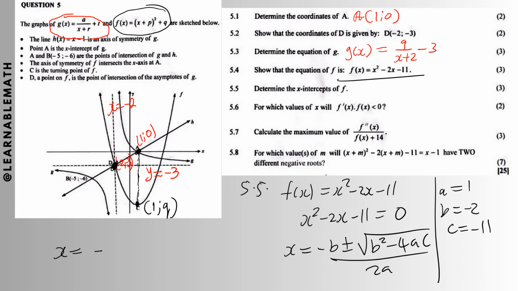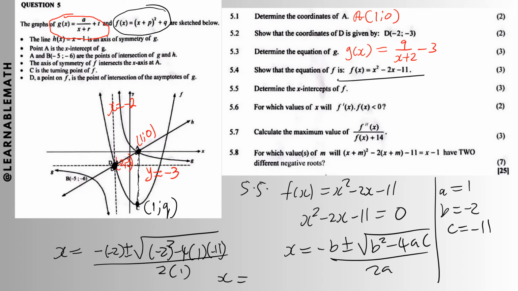So it's going to be minus into minus 2 plus or minus root of minus 2 squared minus 4, our a is 1, our c is minus 11, divided by 2 into a, which is 1, right? So when you solve for x, it's going to be 4.46, or the other x is going to be negative 2.46. All right, so those are our x-intercepts. Let's quickly go to 5.6 now.